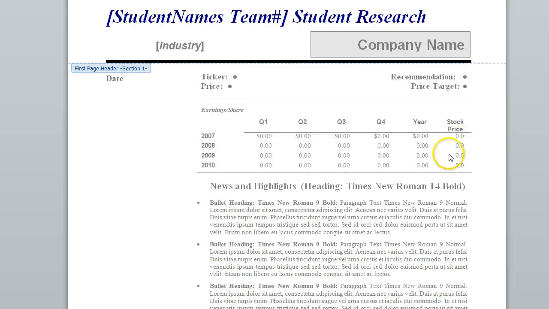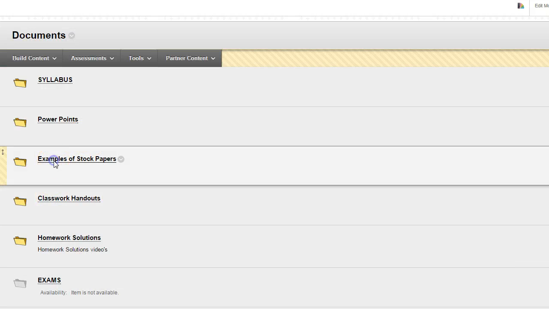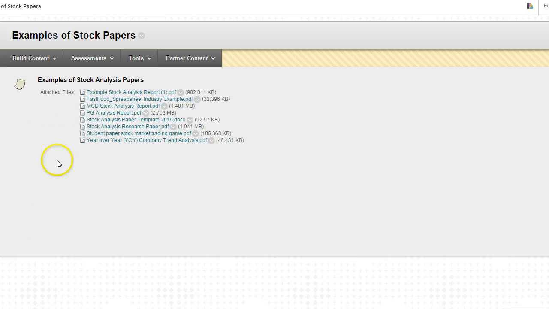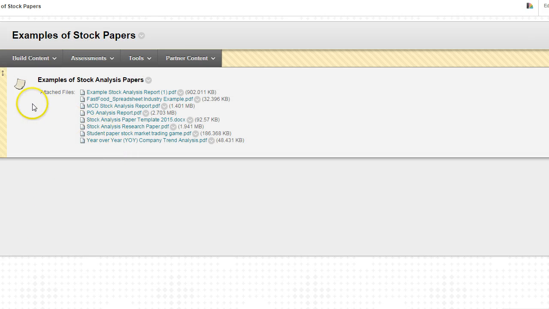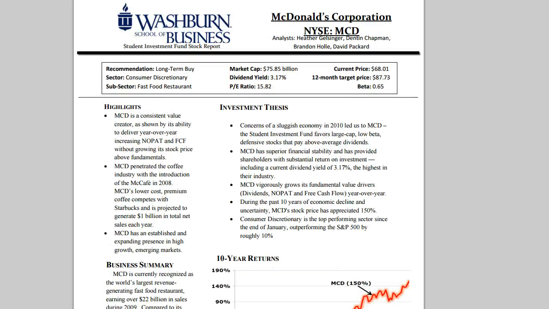Okay, so then you want to tailor your report to make it look professional. A good way to get an idea of how this can be done is I put examples of other student stock papers inside of the course documents. So we can look at other example stock analysis reports and get an idea of how this could look. You don't have to use the exact format of the template. You're able to play around with it, improve it, make it more professional, make it look good.